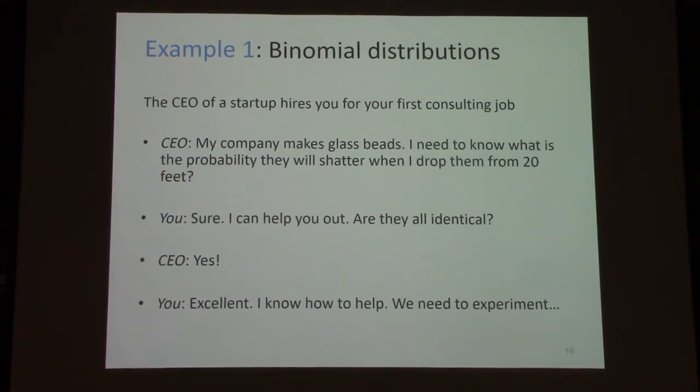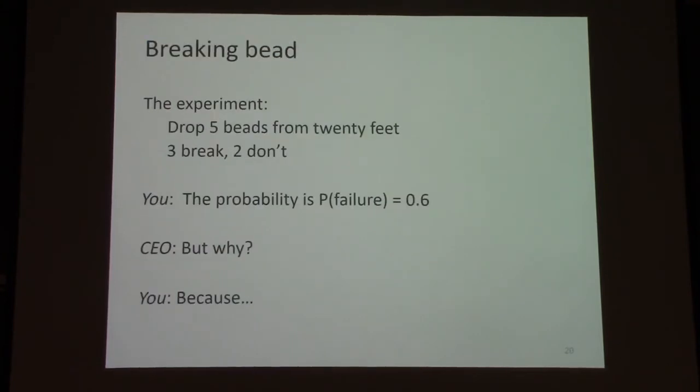The next thing is, you don't know anything about beads, so you need to do an experiment. You need to collect some data. So what you do is you start breaking them. You drop 5 beads from 20 feet, and you see that 3 of them break and 2 don't. And you say, oh, the probability that the beads break from 20 feet, or the probability of failure, is 0.6.